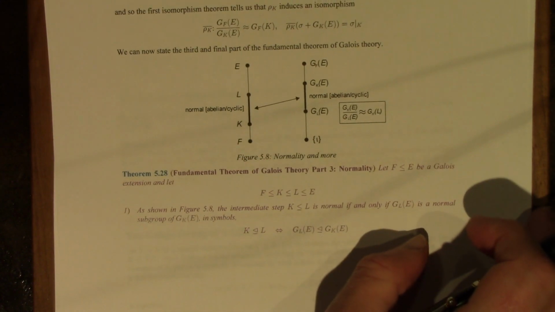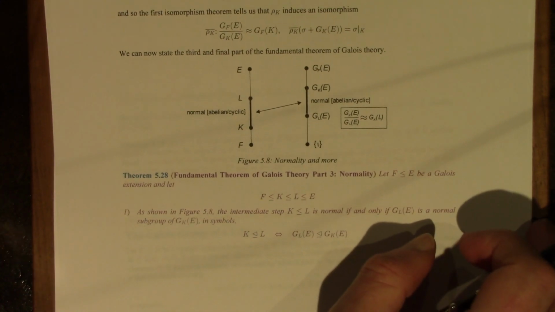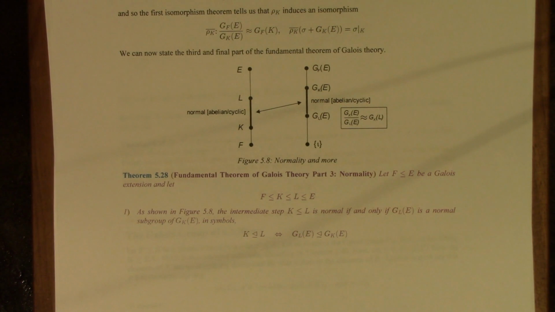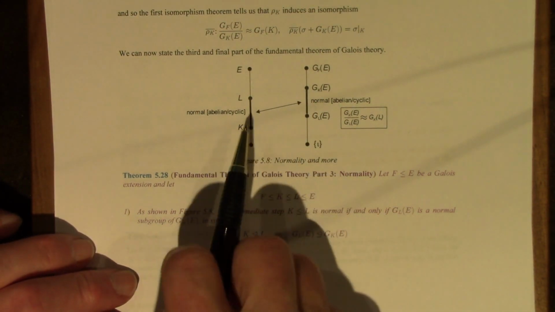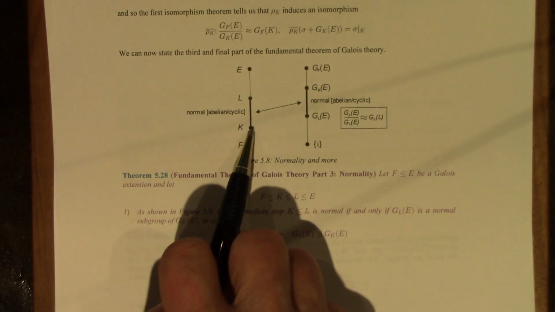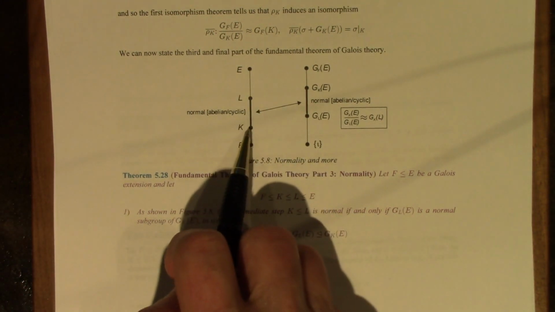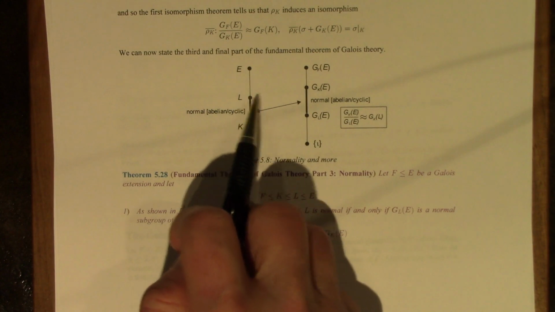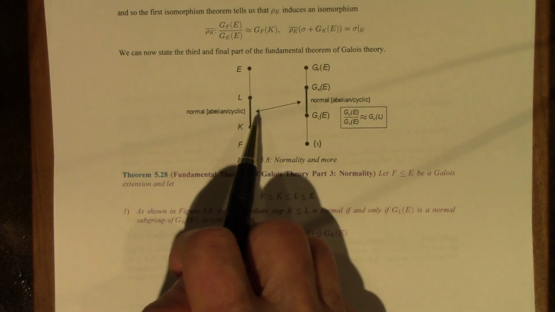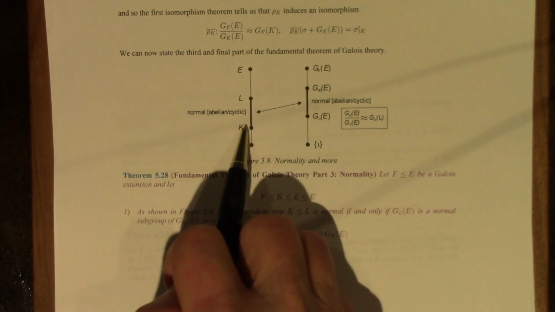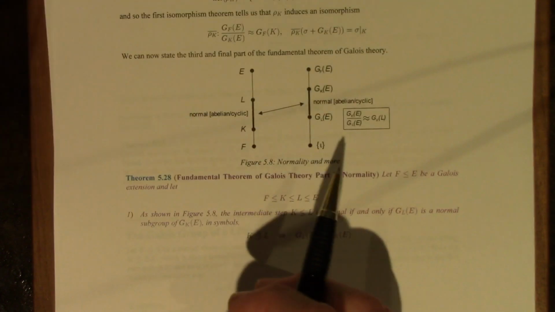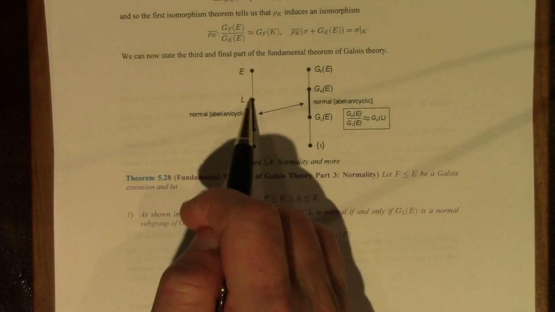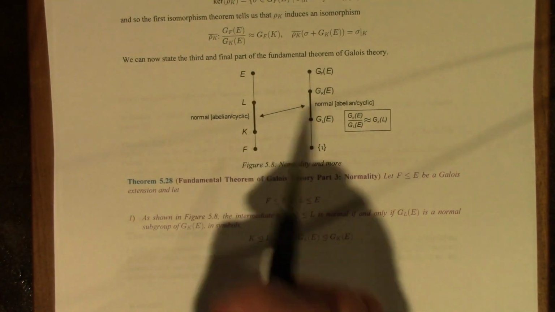So we can now state what I just said as the third part of the fundamental theorem of Galois theory. Here's a picture. This is a tiny bit more general than the previous picture because I wanted to have an intermediate extension here. See, in this picture, the base field is F, but I wanted to have an arbitrary base field K somewhere in between here.